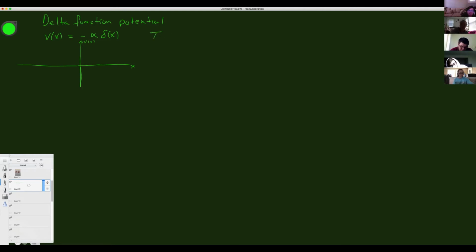So this is what we got to do, right? We've got a potential. We got to solve the TISE. We have minus h bar squared over 2m, d squared psi dx squared, and then we have minus alpha delta of x, psi is equal to E psi.